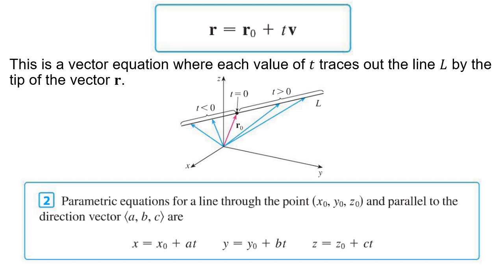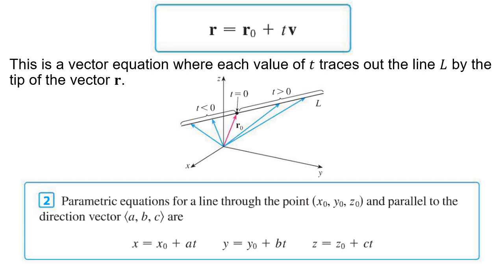This thing is called the vector equation of the line, where the t will trace out the line depending on what value of t you put in. If t is exactly equal to 0, you'll get this pinkish, reddish line in the middle. Then greater t goes off to the right, less t goes off to the left, and that traces out our line.